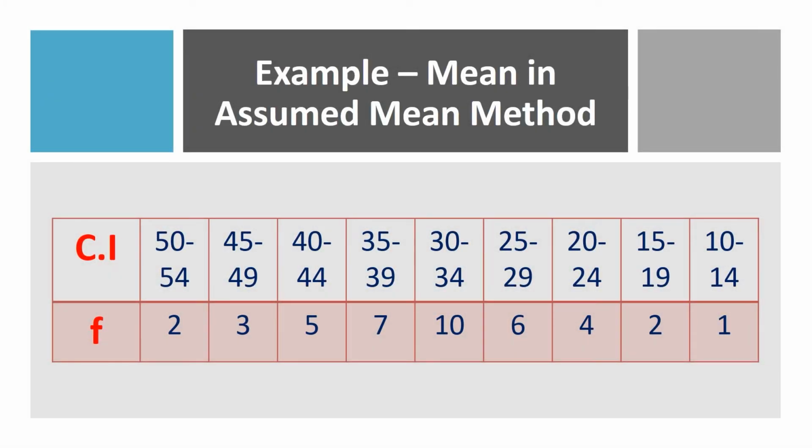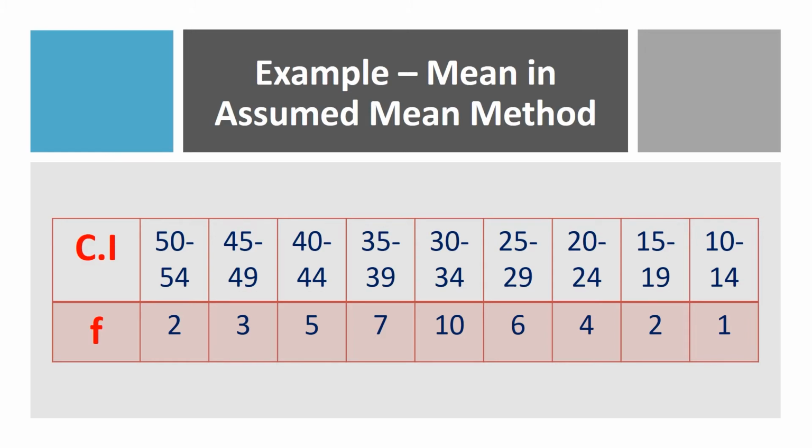Here you see this is a group data example. The data is presented in different class intervals. Just like here you see the first class interval is 50 to 54, then 45 to 49, 40 to 44, 35 to 39, 30 to 34 accordingly, and the lowest class is 10 to 14. And here you see the size of the class, that means 50 to 54 is 5. 45 to 49 is also again 5. So size of the class is here 5, and these are the frequencies 2, 3, 5, 7, 10, 6, 4, 2 and 1.